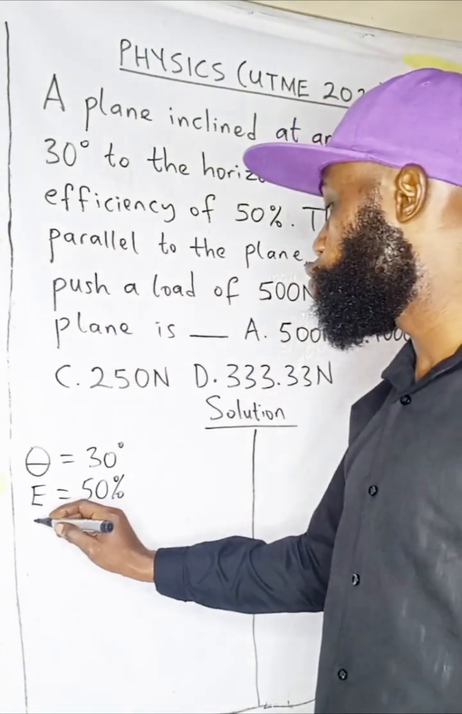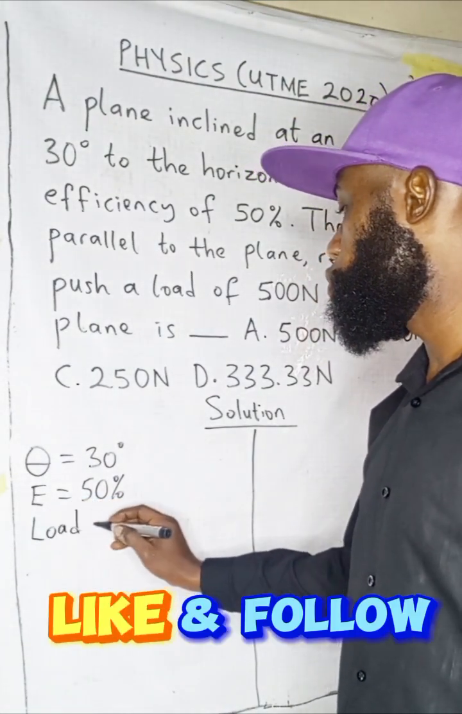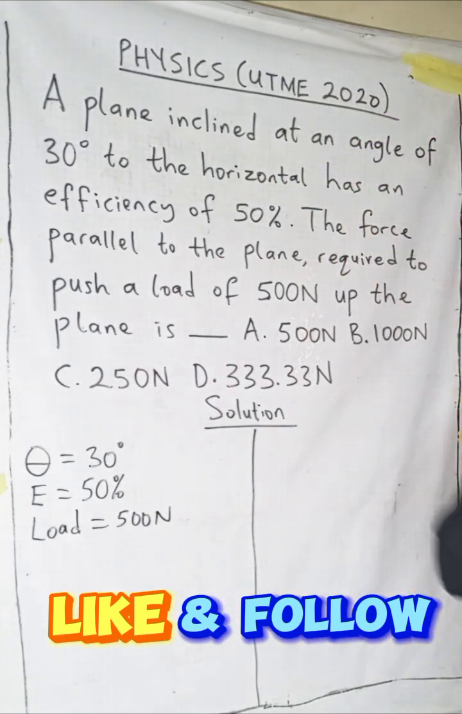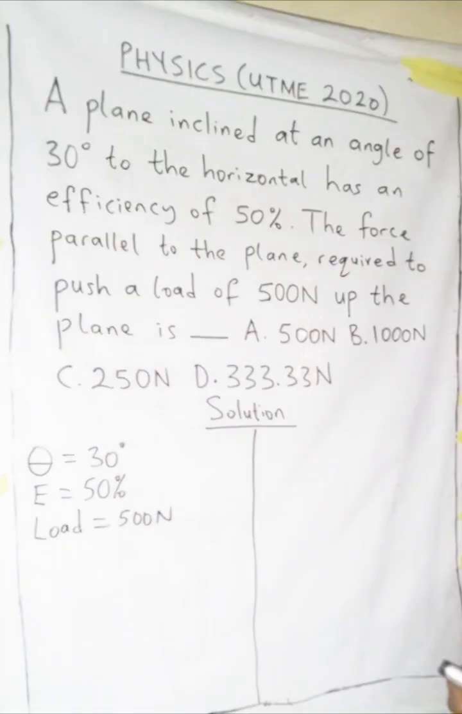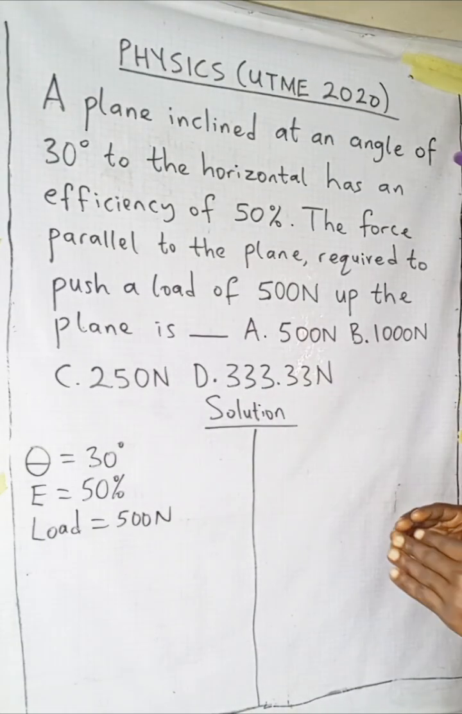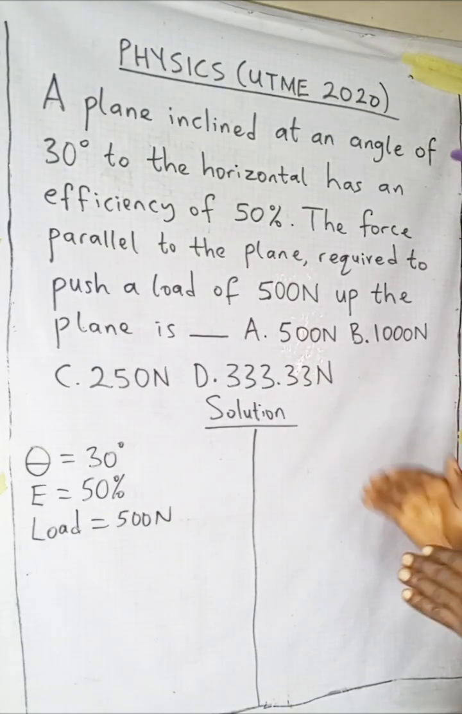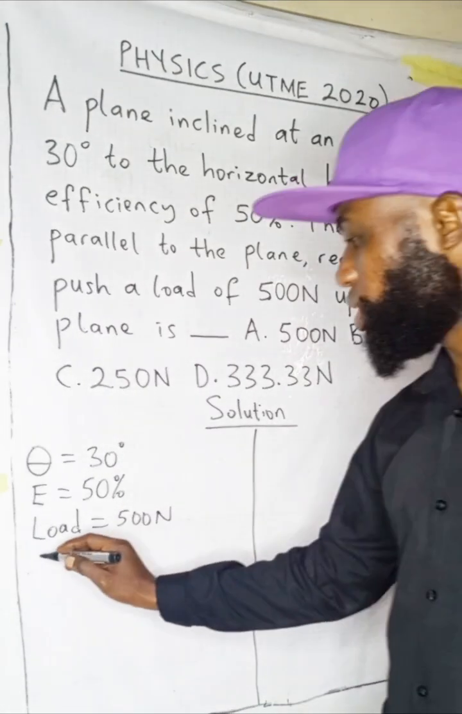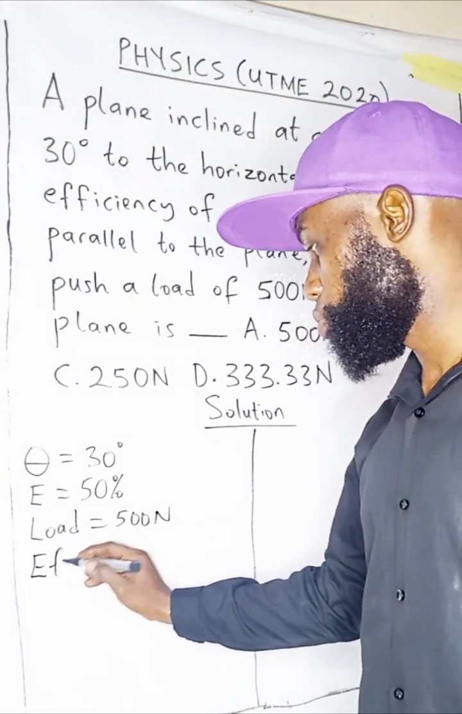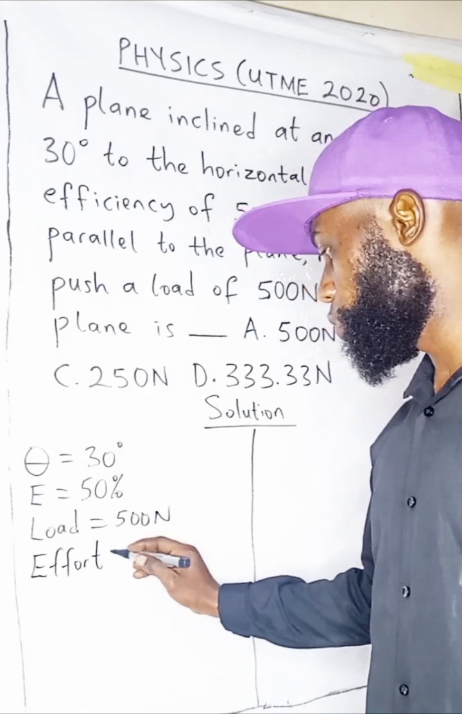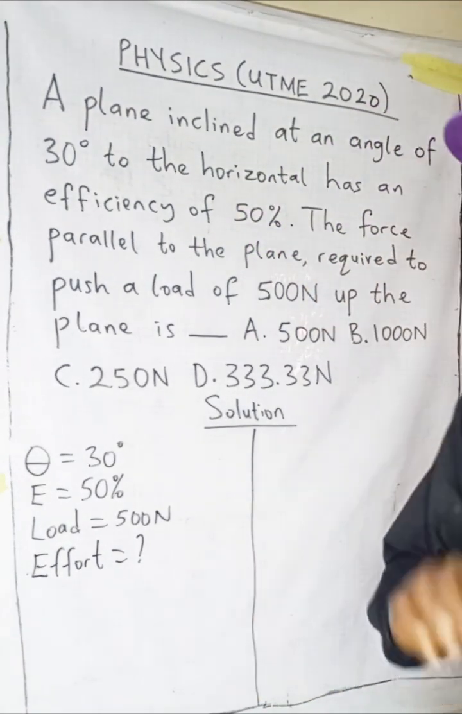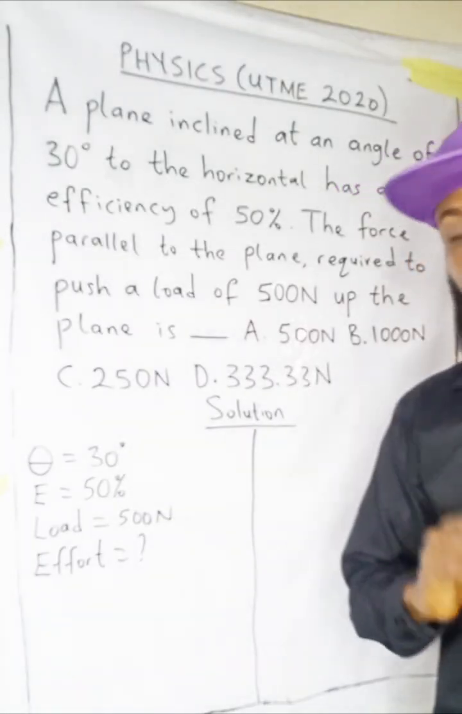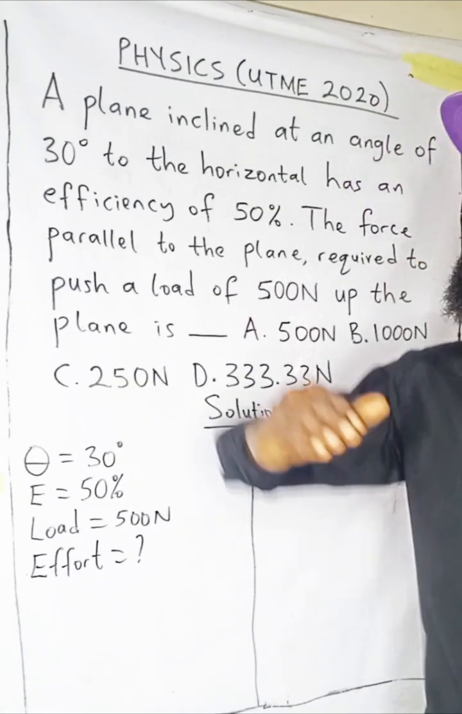So we have load. Load is 500 newtons. So we need the force required to push the load of 500 newtons up the plane. So we're looking for what? The force. And the force is called effort. What we have here is a question on machines. So we have load and we need to find the effort.